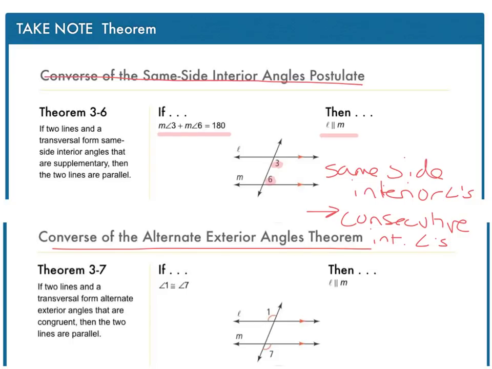And down here at the bottom, we're talking about the converse of the alternate exterior angles. And this one is basically saying, okay, if angle 1 and angle 7 would be congruent, then we would know that line L is parallel to line M.